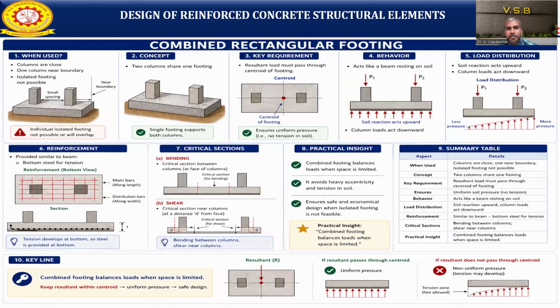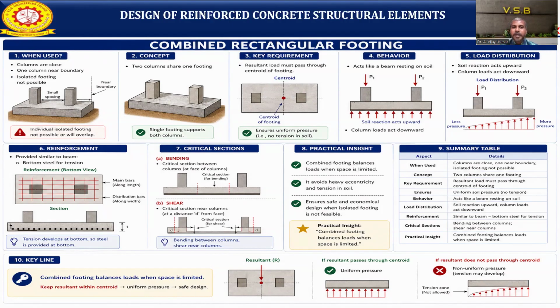Now we are going to discuss the combined rectangular footing. We use a combined rectangular footing when columns are very close together or one column is near the boundary, where an isolated footing is not possible. We have two types of combined footing: trapezoidal and rectangular. Where isolated footings are not possible or may overlap, the better choice is to go for a combined footing.